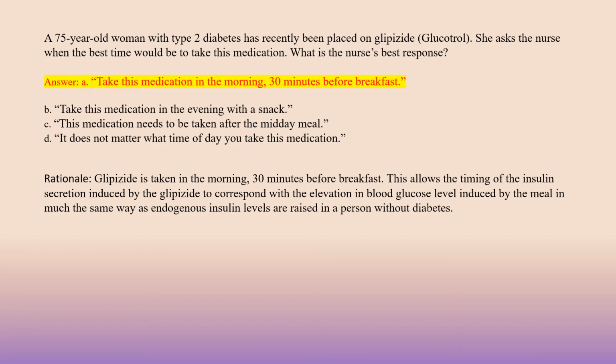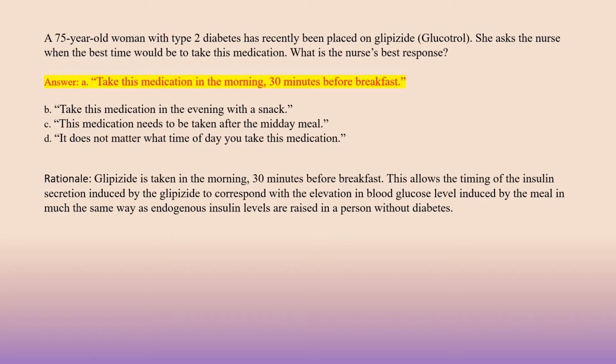Answer: A. Take this medication in the morning, 30 minutes before breakfast. Rationale: glipizide is taken in the morning, 30 minutes before breakfast. This allows the timing of the insulin secretion induced by the glipizide to correspond with the elevation in blood glucose level induced by the meal, in much the same way as endogenous insulin levels are raised in a person without diabetes.